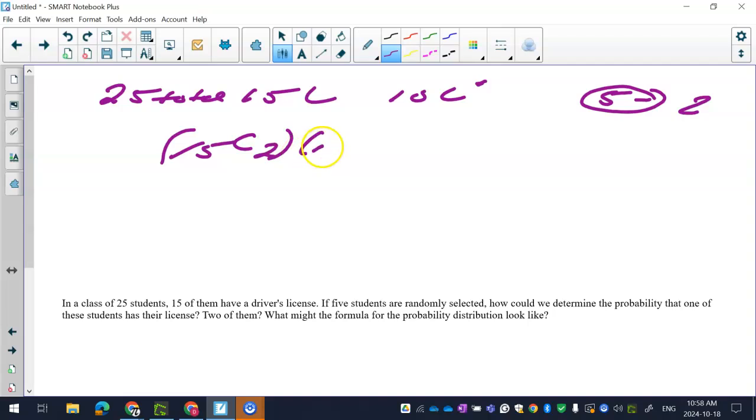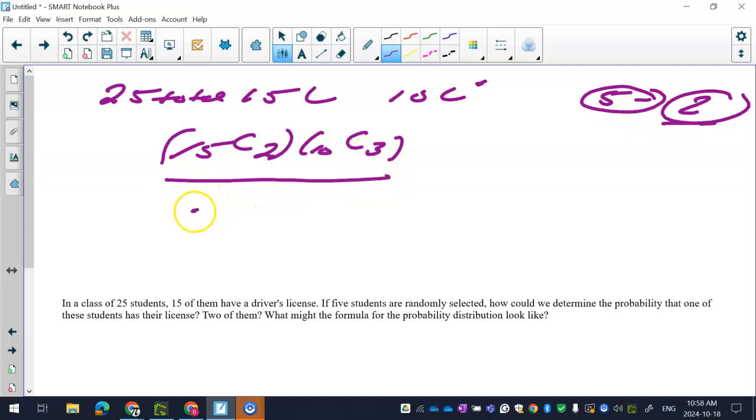And then that means of the 10 kids without licenses, I'm going to choose 3 of them, okay? So where do these numbers come from? I have randomly chosen this as being the question I'm looking for. I want 2 with a license, therefore 3 have to have a license because I'm taking 5 out. And on the bottom, what I'm doing is choosing 5 of the 25.